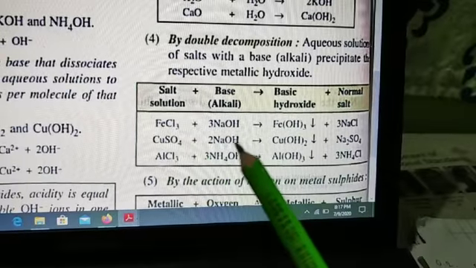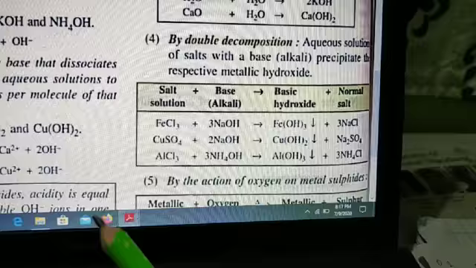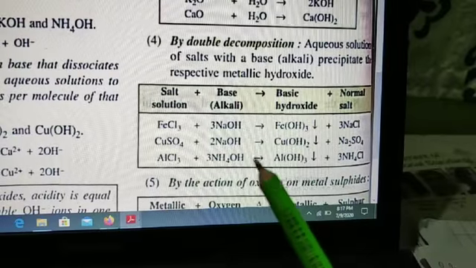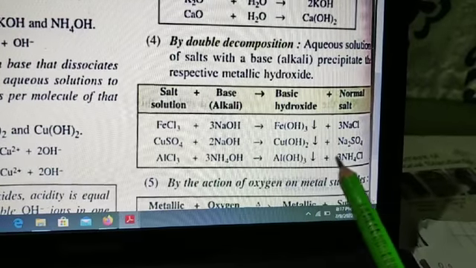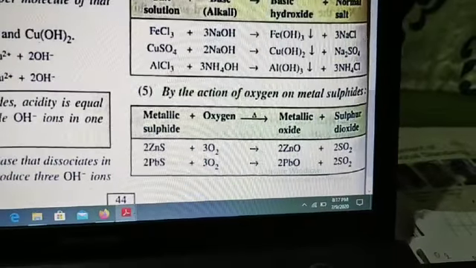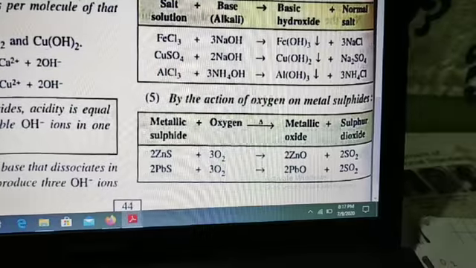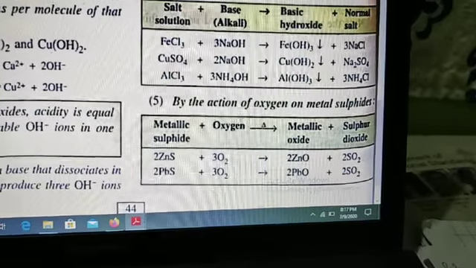Similarly, copper sulfate reacts with sodium hydroxide to form copper hydroxide and sodium sulfate. Ammonium chloride reacts with ammonium hydroxide to give you ammonium hydroxide plus ammonium chloride. And the next method we have got is by the action of oxygen on metallic sulfides. We can also prepare a base by the action of oxygen on metallic oxide.